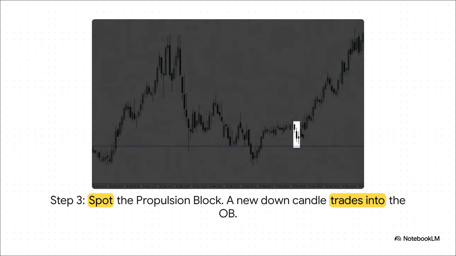And here it is, the magic moment, step 3. You see this next down candle right here? It trades right back into that group of down candles we just marked out. Because it's a new down candle trading into a previous bullish order block, all within a bullish context, bam! That becomes our propulsion block. It's the new super sensitive level we've been waiting for.